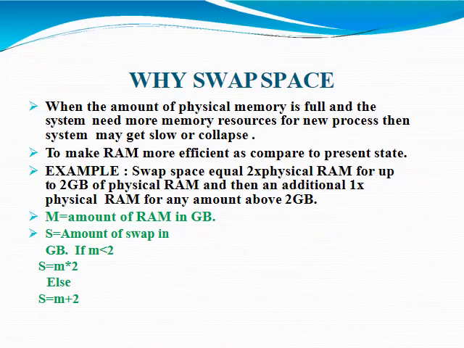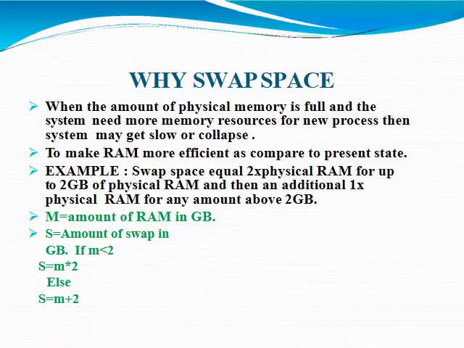Next we will see why we need swap space. When the amount of physical memory is full, and the system needs more memory resources for a new process, then the system may get slow or even collapse. So to make the RAM more efficient as compared to the present state, we need swap space. For example, the swap space equals 2 times physical RAM for up to 2 GB of physical RAM, and then an additional 1 time physical RAM for any amount above 2 GB. We can give this in the following way.